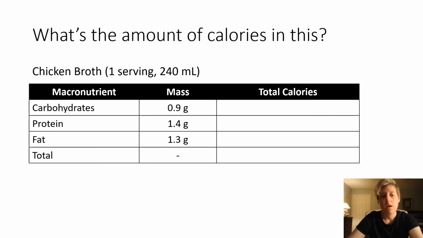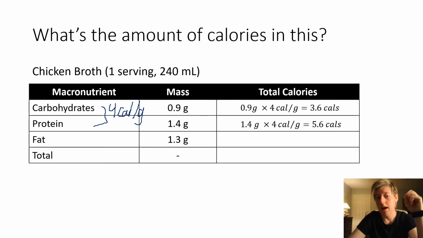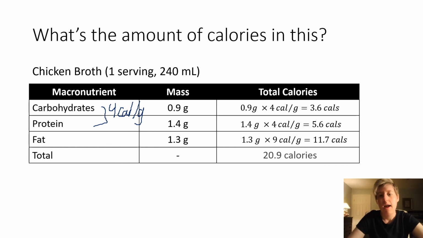Now we're going to do one more example, and this is of chicken broth. So the same thing, carbs and proteins have 4 calories per gram, whereas fat has 9 calories per gram. So I would be taking 0.9 grams times 4 to give me 3.6 calories for my carbs. I'd be taking 1.4 grams times 4 for the calories from my protein, which would be 5.6 calories. And then for the fat, I would be taking 1.3 times 9, which would be 11.7. I add those up together, and my total caloric intake from chicken broth would be 20.9 calories.